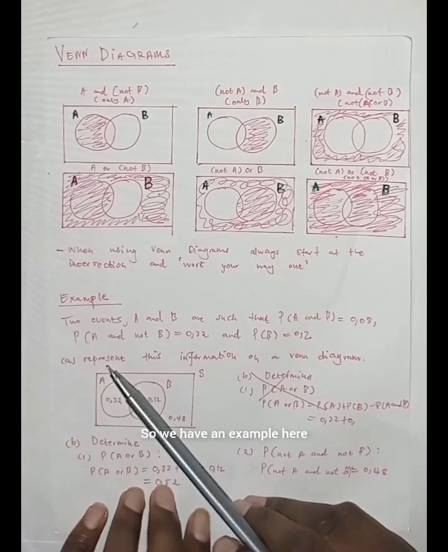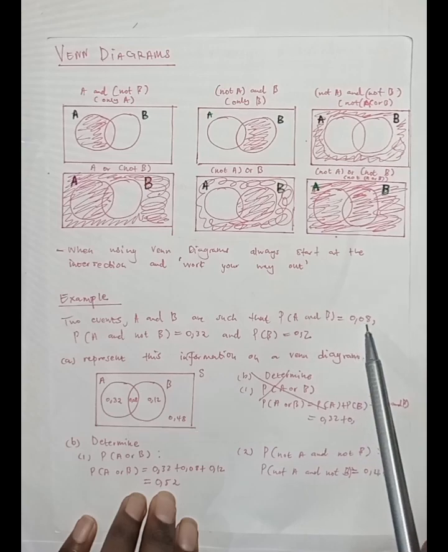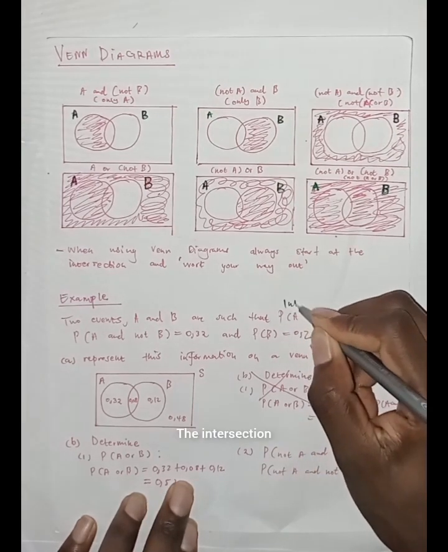So we have an example here. Two events A and B are such that P of A and B is equal to 0.08. What did we say P of A and B is? The intersection.